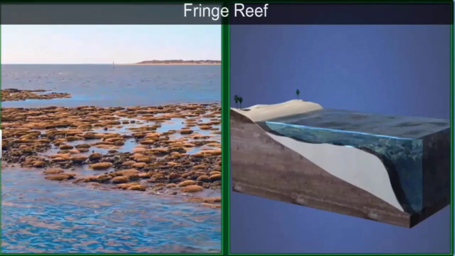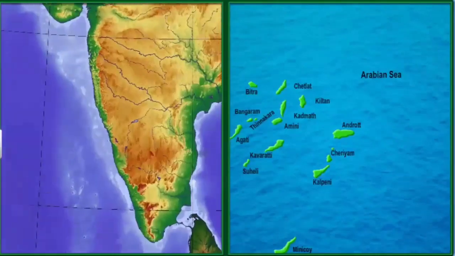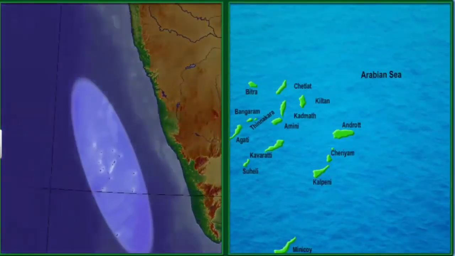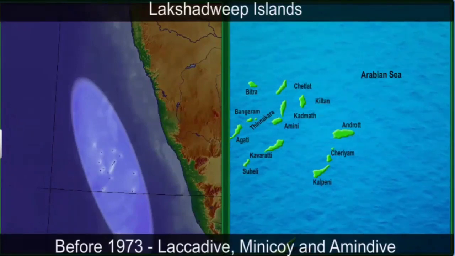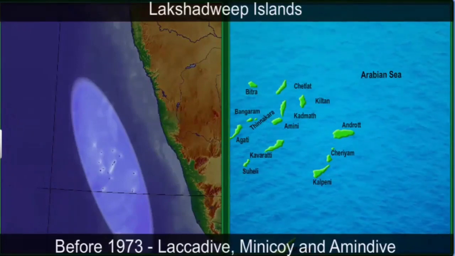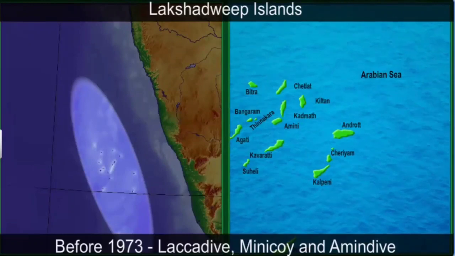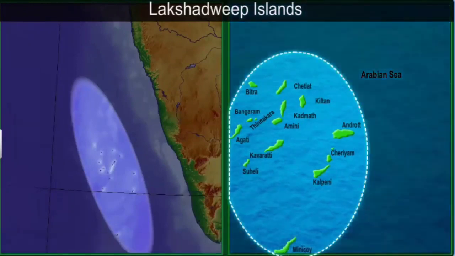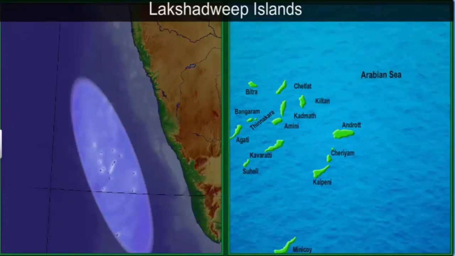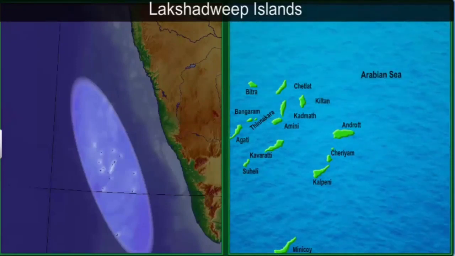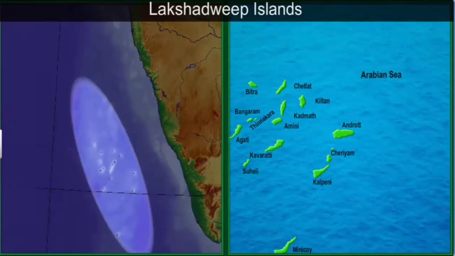Before 1973, the Lakshadweep Islands were known as Lakshadweep, Minicoy and Amindive. The overall area of Lakshadweep is 32 square kilometers. The island's administrative offices are headquartered on an island called the Kavarati Island.